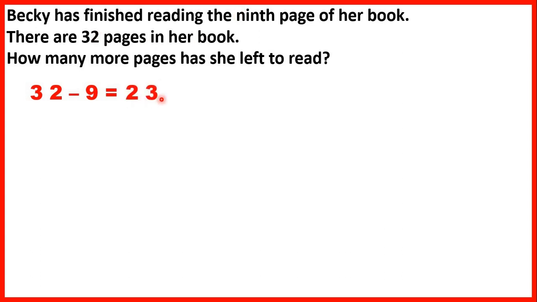That's 23. So that means she has 23 pages left to read. She's read 9 pages, and if she has another 23 pages, that means there are 32 pages in her book altogether.